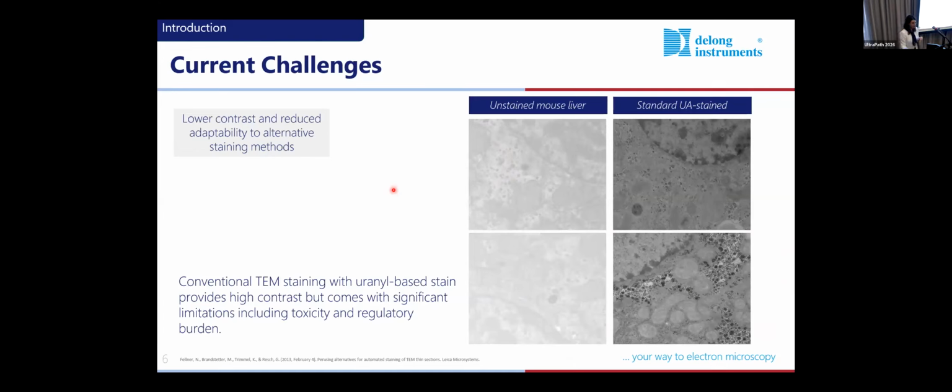And another challenge for the standard electron microscope is the contrast. Of course, we all use uranyl acetate or different types of stain, but still you need to have some type of uranyl-based stain to provide high contrast and be able to see.